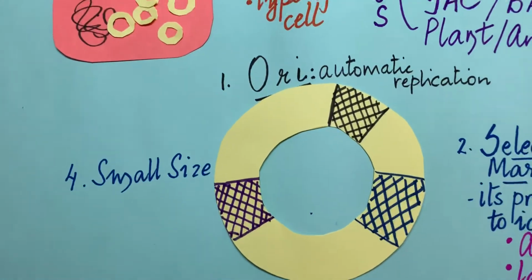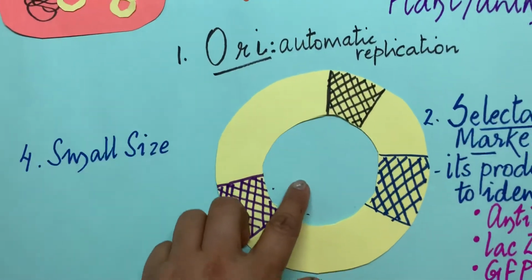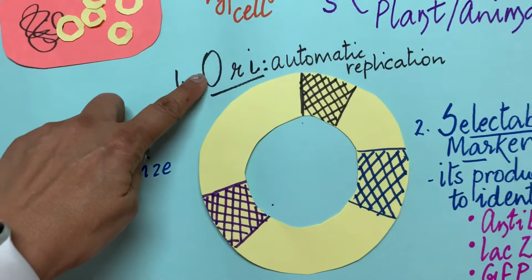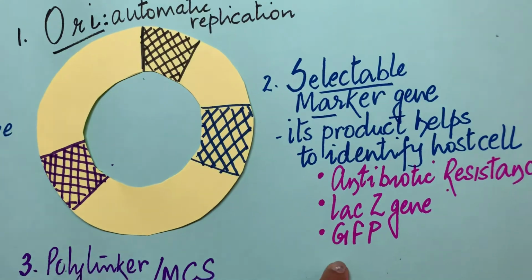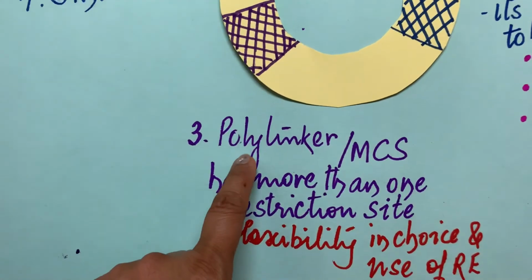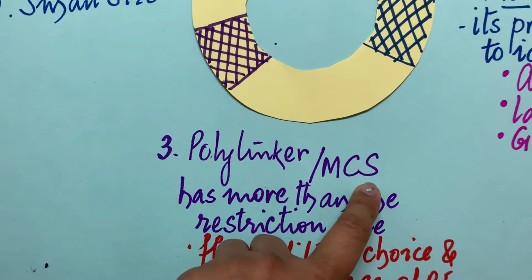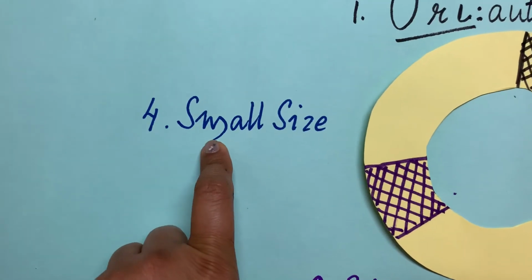So just to recap, what are the four properties of a vector? First is ORI, then presence of a selectable marker, which could be any of these three. Then the third one is polylinker or MCS, and the fourth one is small size.